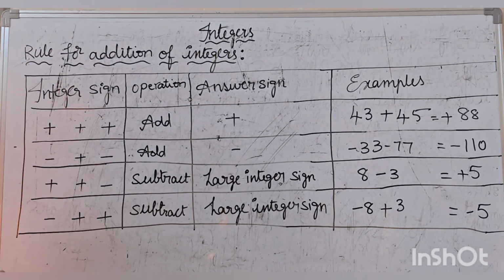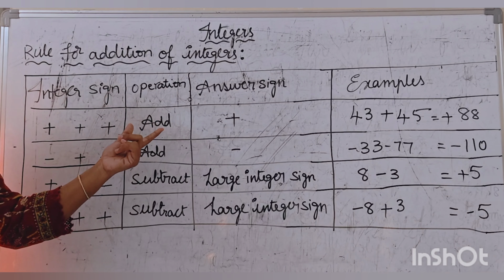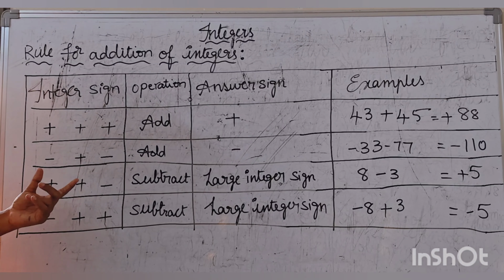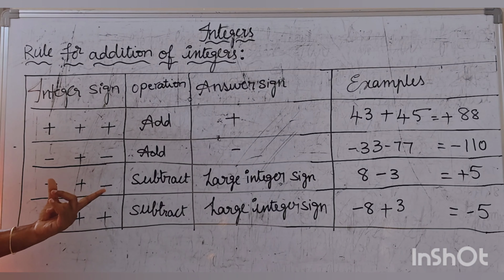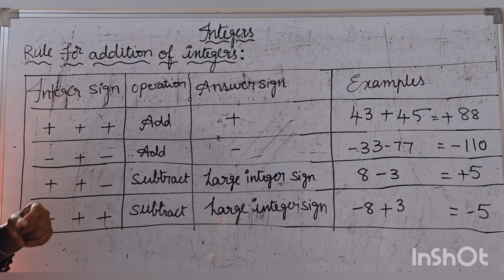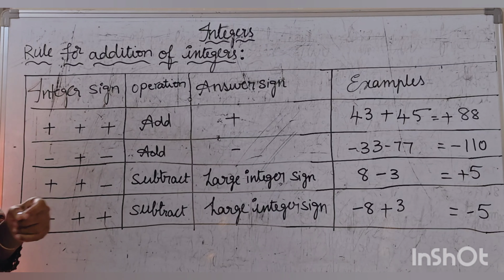Simply, how to remember: if the same signs are there, you go for addition, either minus or plus. Here plus plus add, minus minus add. The resulting answer sign should be the common sign. If different signs are there, you go for subtraction, and the sign you take for the answer is the sign in front of the greater number.